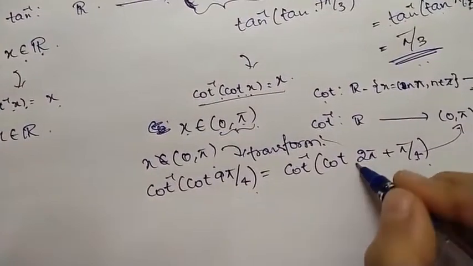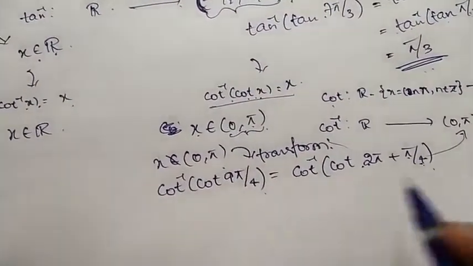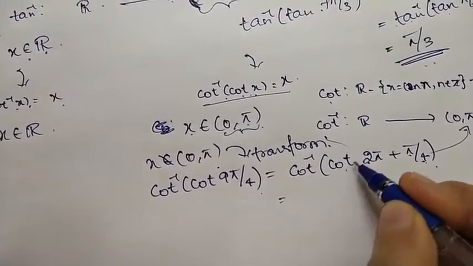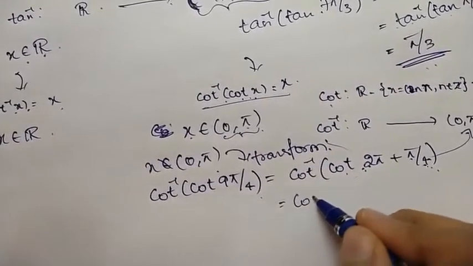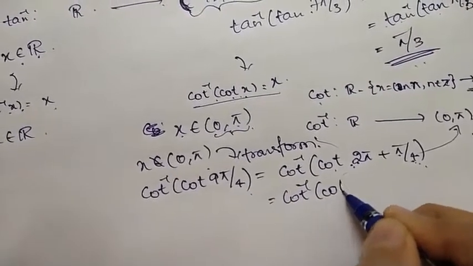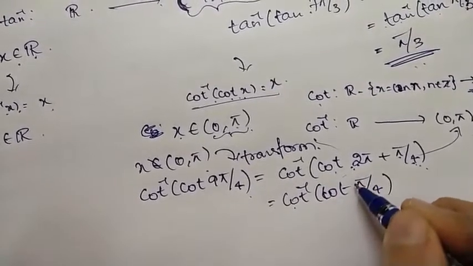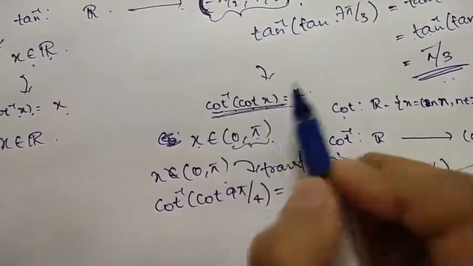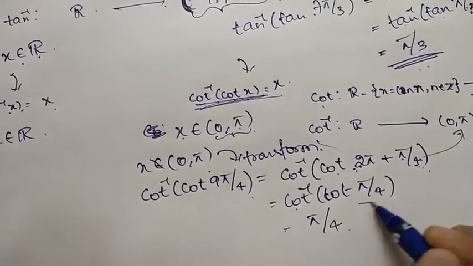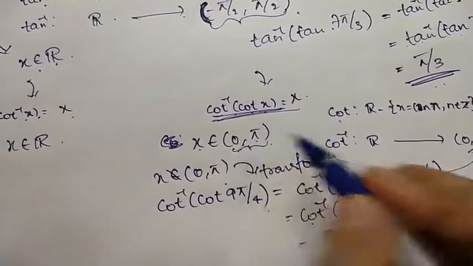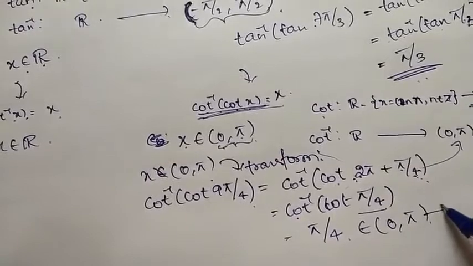2 pi plus pi by 4: 4 twos are 8 pi plus pi, it is 9 pi by 4. And we know that cot of 2 pi plus theta is nothing but cot theta itself. So cot inverse of cot pi by 4. Now cot inverse of cot pi by 4 is in this format only, right? So it is pi by 4, where this pi by 4 belongs to the interval 0 to pi, that is the principal value branch.